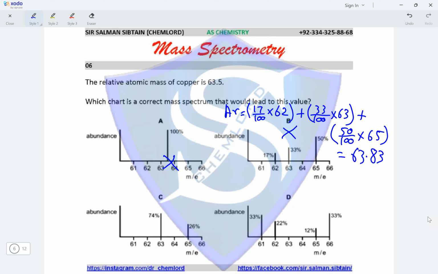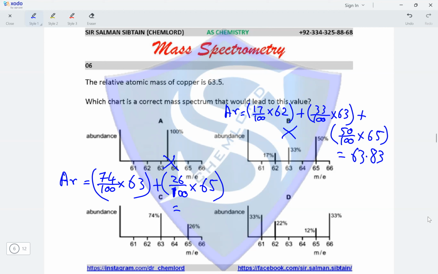We will carry out the same procedure as we did in option B for option C. In option C, there are two isotopes. The first isotope has a percentage abundance of 74 and a mass of 63, and the second isotope has a percentage abundance of 26 and a mass of 65. When we add these two values together, we end up with an AR value of 63.5, which is the correct AR value for copper. So this makes option C the correct option for this question.